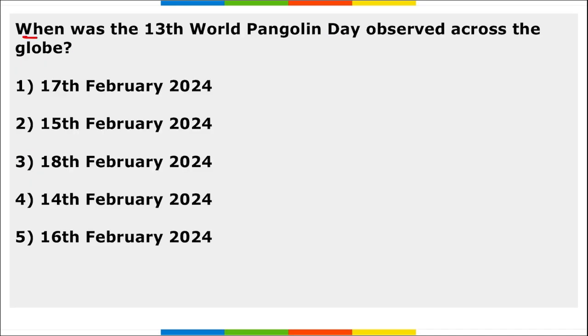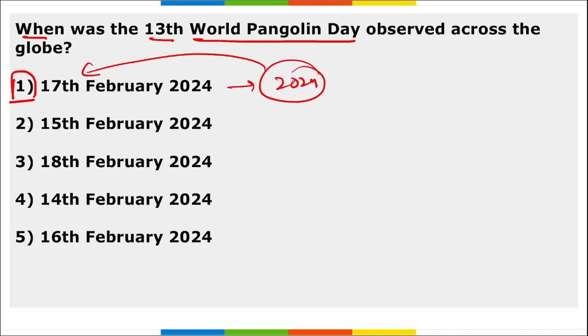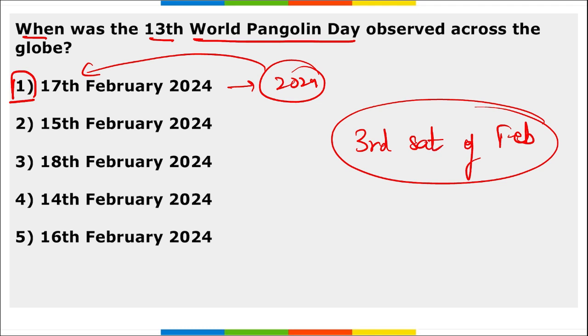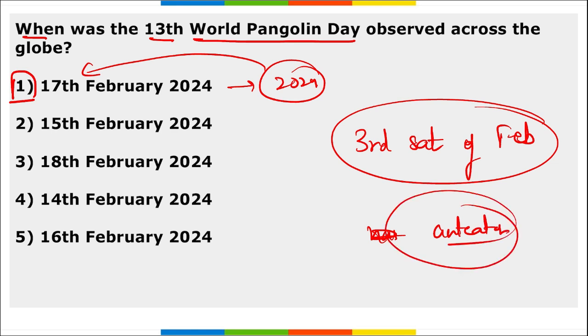Moving on. When was the 13th World Pangolin Day observed across the globe? So, the 13th World Pangolin Day was observed on 17th of Feb. Correct? And remember, this year it was in 2024, that means it was observed on 17th of Feb. But generally it is observed on the third Saturday of Feb month. Right? This year it was the 13th one, and it is observed to celebrate and raise awareness about the pangolin, or scaly anteater. Correct? It is one of the most unique mammals on earth.